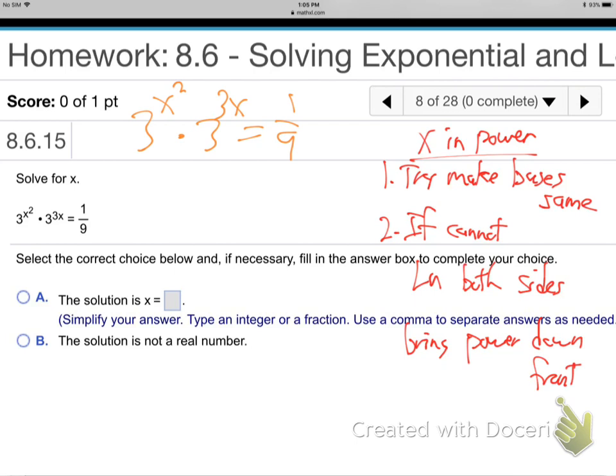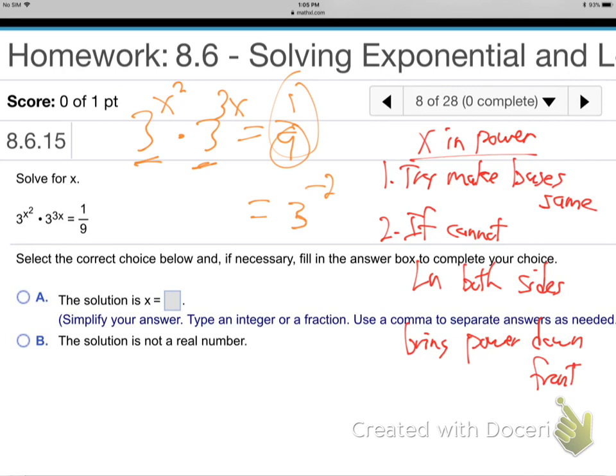But this one I can make the bases all the same. How can I? 9 is 3 squared, right? And there's 3's over here. 9 is 3 squared, but it's actually 1/9. So what do I do to make it become 1/9? If I just leave it 3 squared, that's not right because that'd be 9. So what makes it 1/9? Negative 2 on the power. Remember when the power is negative, that's what makes it do the flip thing? So 3 to the negative 2 on that.